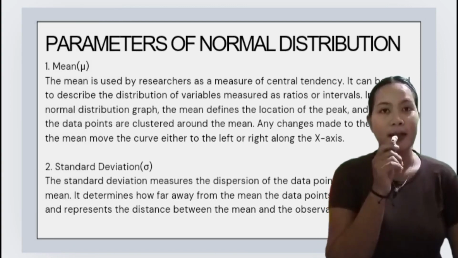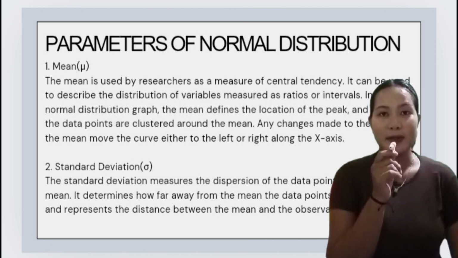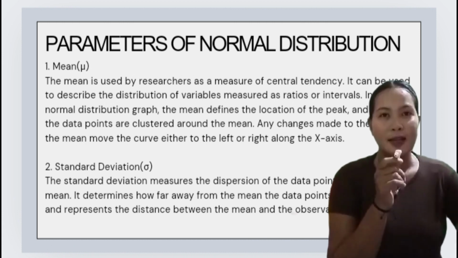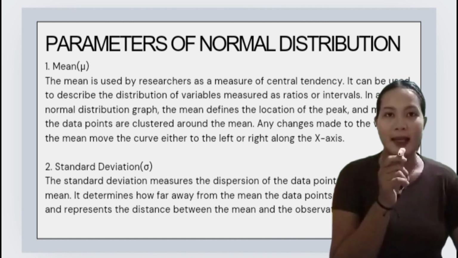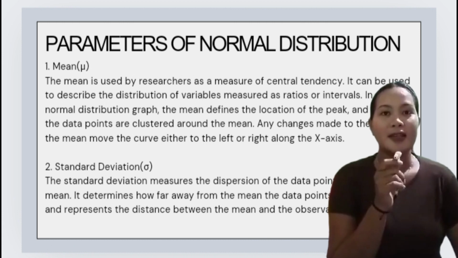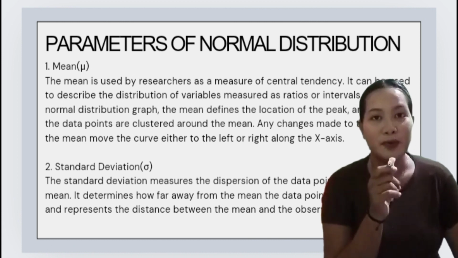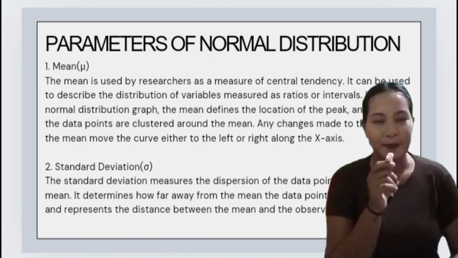Parameters of normal distribution. Mean. The mean is used by researchers as a measure of the central tendency. It can be used to describe the distribution of variables measured as a ratio or intervals. In a normal distribution graph, the mean defines the location of the peak and most of the data points are clustered around the mean. Any changes in the value of the mean move the curve either to the left or right along the x-axis.